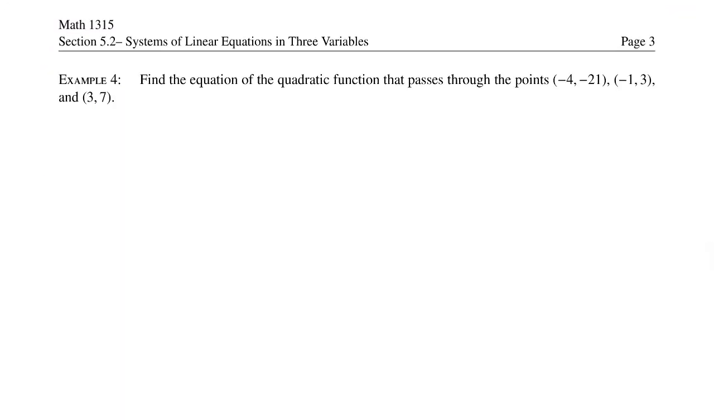Let's take a look at some of the applications of a system with 3 variables. Example number 4, find the equation of the quadratic function that passes through the points (-4, -21), (-1, 3), and (3, 7). So first let's recall what the quadratic functions look like. A quadratic function is a function in the form of y equals ax squared plus bx plus c.